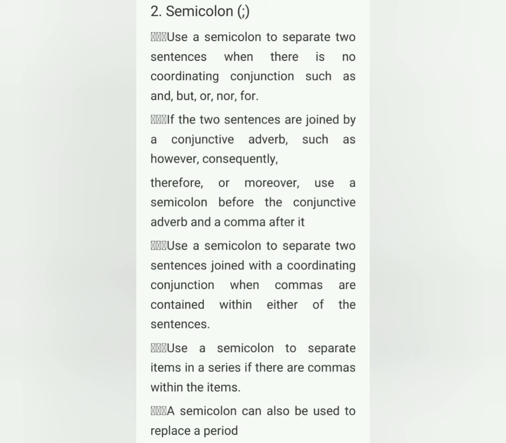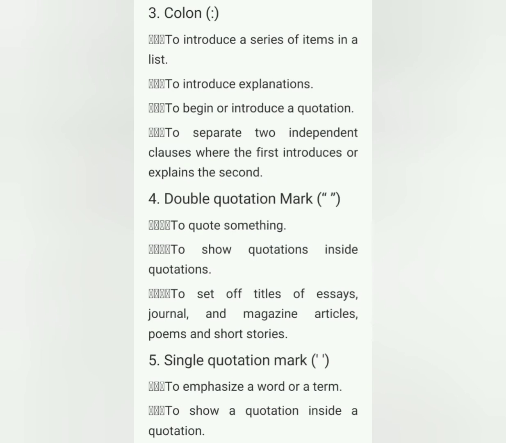The third one is the colon. Use a colon to introduce a series of items in a list, to introduce explanations, to begin or introduce a quotation, or to separate two independent clauses where the first introduces or explains the second. These are the main usages of the colon. The fourth one is the double quotation mark, used to quote something, to show quotations inside quotations, and to set off titles of essays, journals, magazines, articles, poems and short stories.